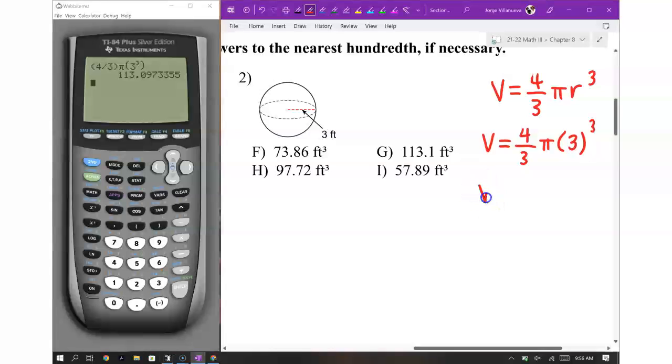So let me put the volume here is 113.0973355. They want me to round it to 2 digits after the decimal, which means this 7 will make the 9 go up. That'll make it a 0, so it should be a 10 once we're done. So volume is equal to 113.10, and that's cubic feet. Okay, so it's going to be G right here.